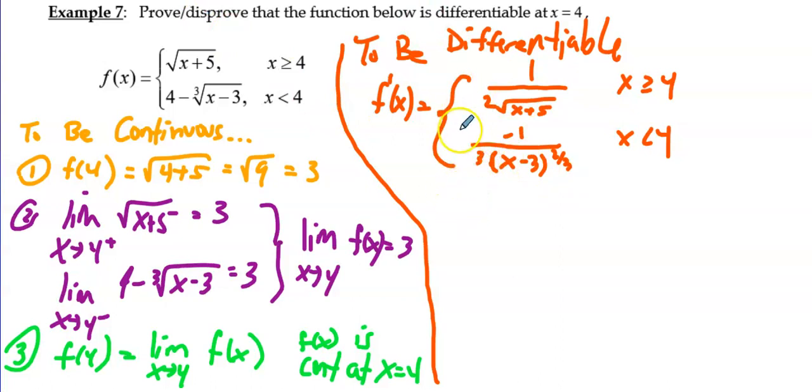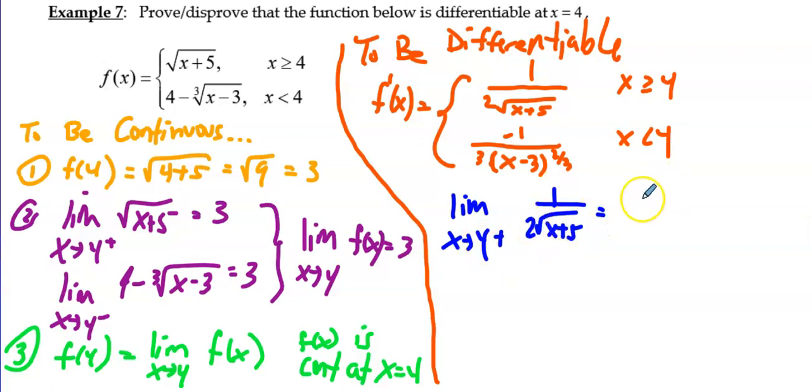And so the last thing that we have to do then, ladies and gentlemen, is look at the limit as x approaches 4 from the right. And so 4 from the right would be this function right here. We're going to find out what this value is. So we're going to plug in 4. We're going to get 1 over 2, and then we're going to get 4 plus 5 is 9. So we're going to get that this limit is going to be 1/6.